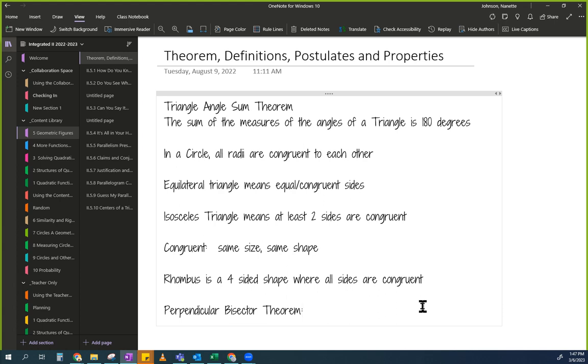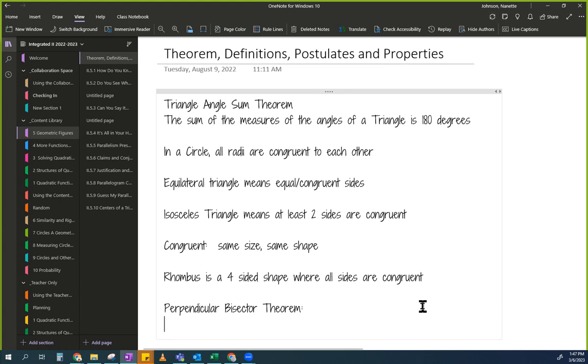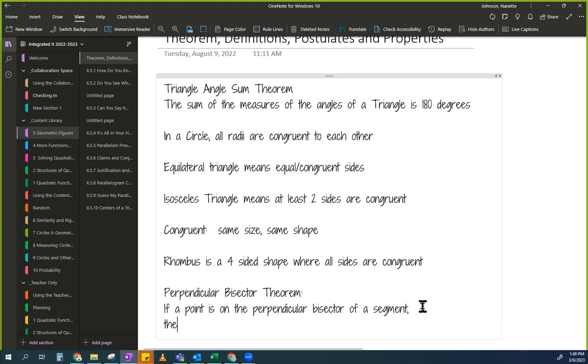Whenever you see theorems, you'll see an if part and then the then part, right? So if you do your homework, then you're going to learn how to practice this information, right? So this one says if a point is on the perpendicular bisector of a segment, what did we learn? Then it is equidistant from the endpoints of the segment.